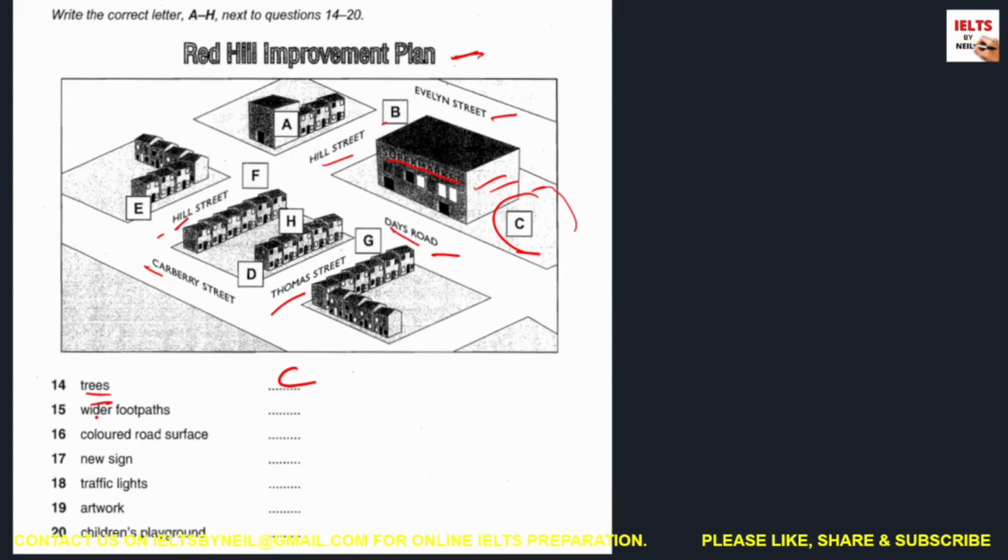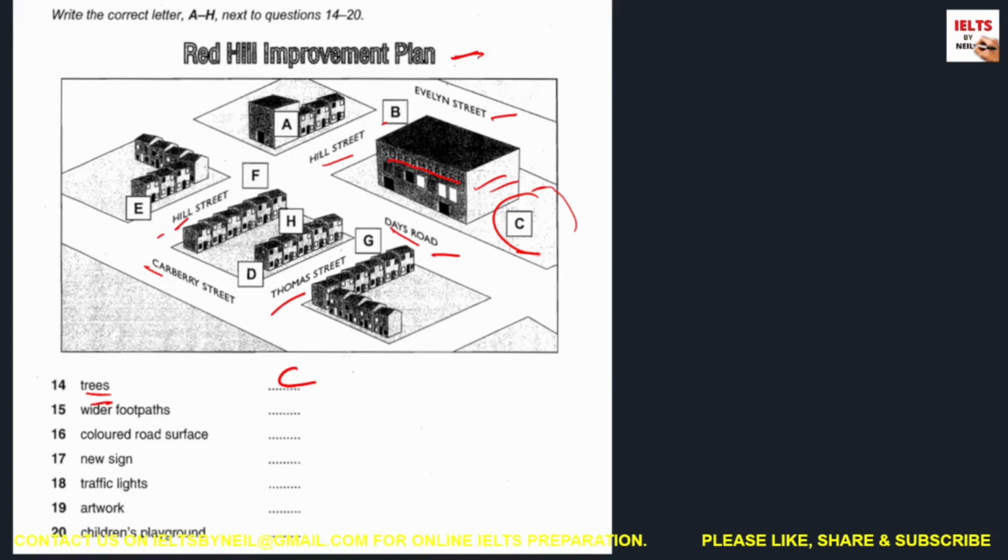In order to address the traffic problems, the pavements on the corner of Carberry and Thomas Street will be widened. This will help to reduce the speed of vehicles.